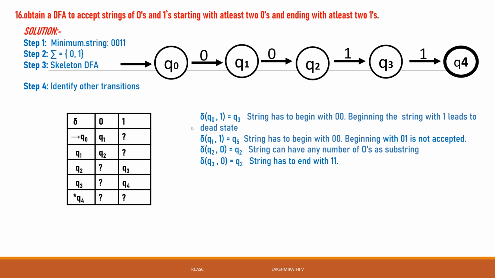After two zeros, any number of zeros can come and the string will be accepted, but it must end with 1 1. That's why the string has to end with 1 1. Because of that reason, I gave Q3 of 0 is equal to Q2.